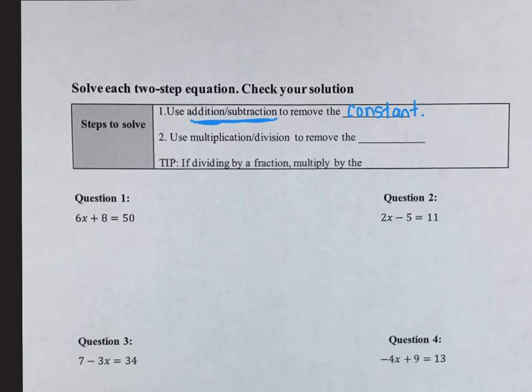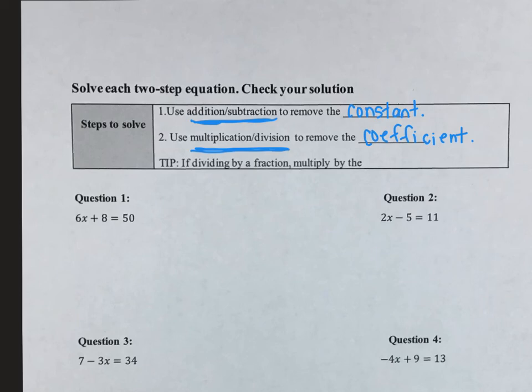Our second step is we're going to use multiplication or division to remove the coefficient. Let me spell that right: C-O-E-F-F-I-C-I-E-N-T. Coefficient. Referencing our page 2 notes, a coefficient is a numerical or constant quantity placed before and multiplying the variable in an algebraic expression. So it is the number in front of a variable.